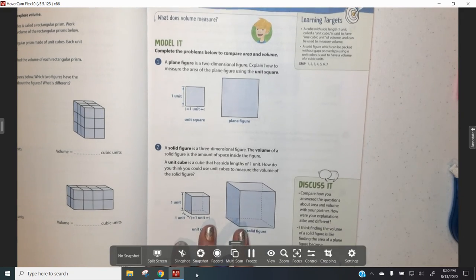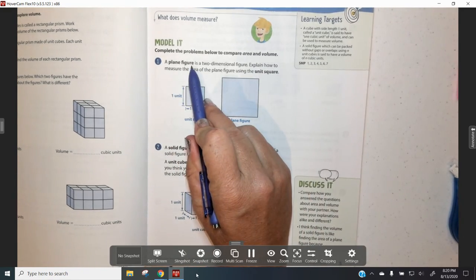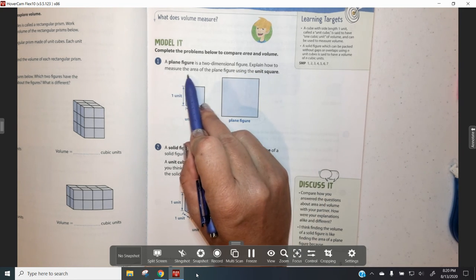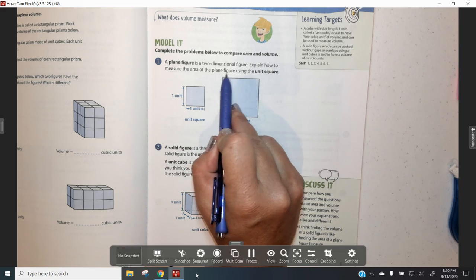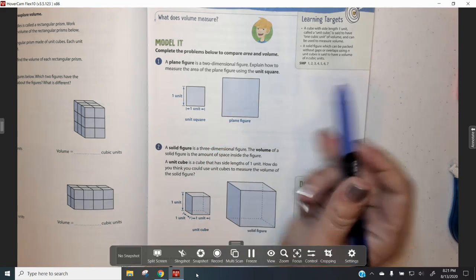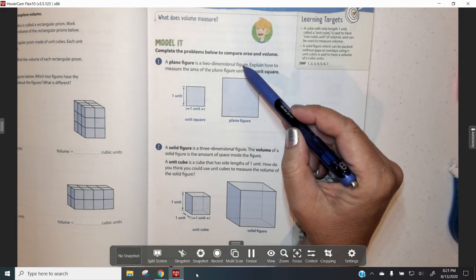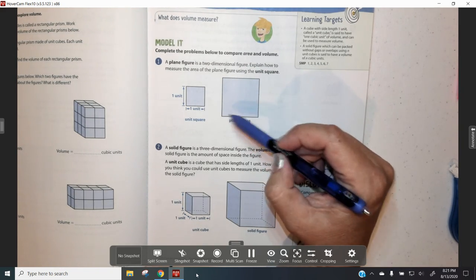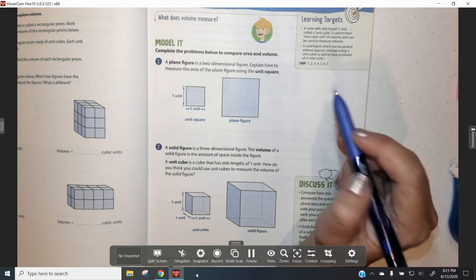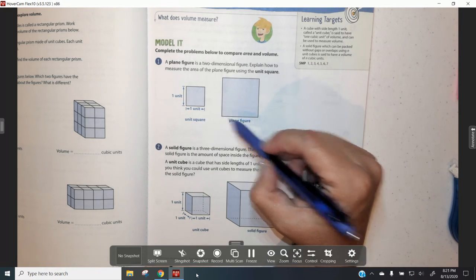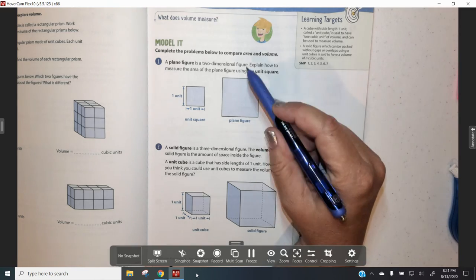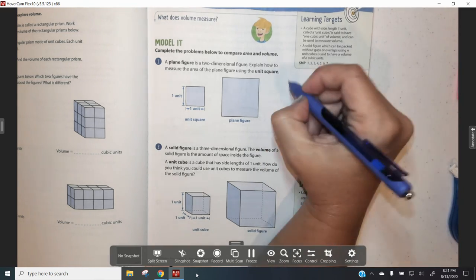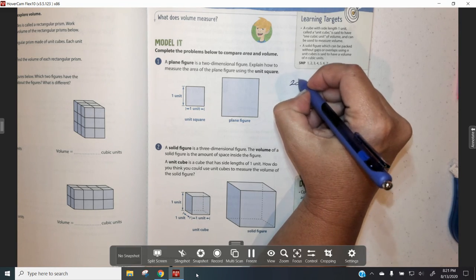Number 1 says, a plane figure is a two-dimensional figure. Explain how to measure the area of the plane figure using the unit square. A two-dimensional figure only has a length and a width. It does not have a height that would make it 3D. So this is what would be considered being in 2D.